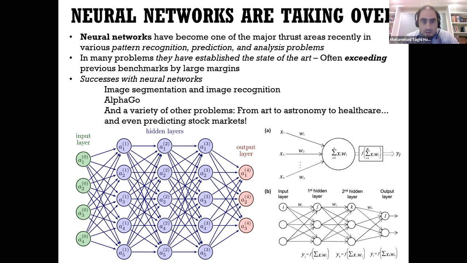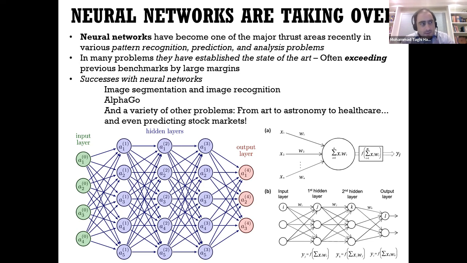So, neural nets are taking over. Interestingly, as I mentioned, neural nets have a very long history. We will talk about what they are, but they call them neural nets or deep nets; these are essentially the same thing. I will explain the meaning of deep nets. They have been there for a long time.